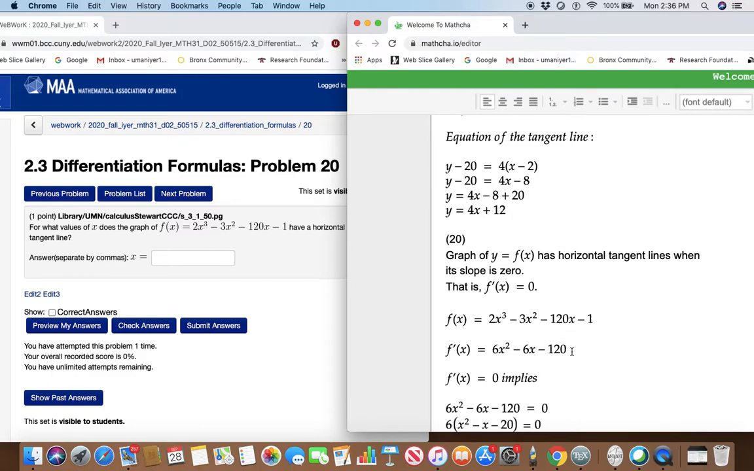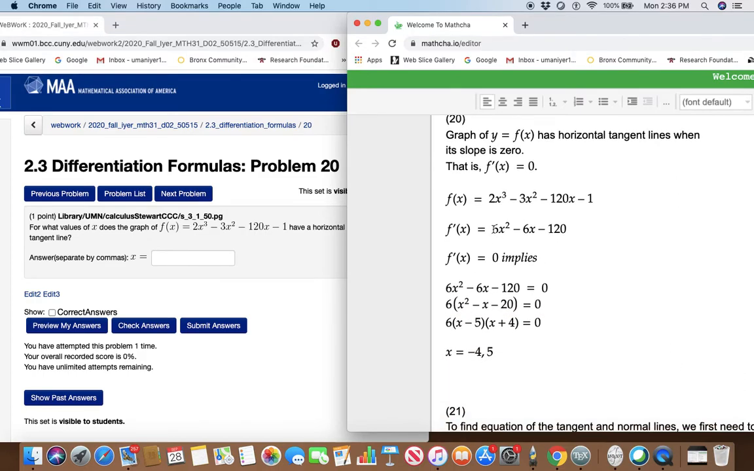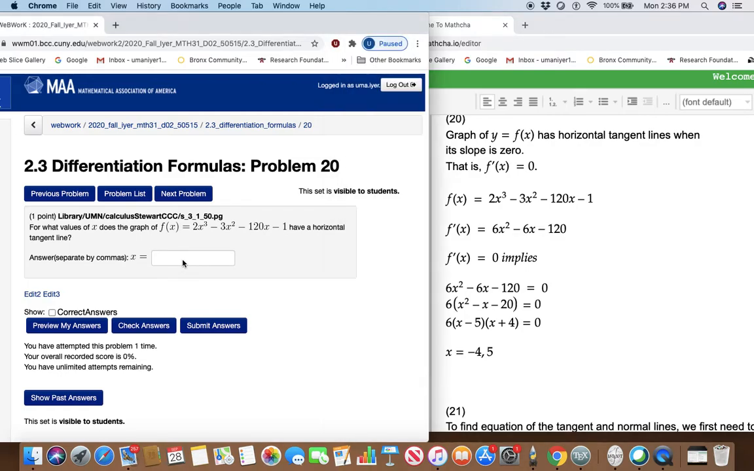All right, so that's my derivative. I want the derivative to equal 0 because that's when I get horizontal tangent lines. So take all that, set it equal to 0. With 6 common, I get x squared minus x minus 20 equals 0. Factoring this, I get (x minus 5)(x plus 4). That is, in ascending order, I have negative 4, 5, or 5, negative 4, whichever one they accept. Okay, so separate by commas: negative 4, comma 5.